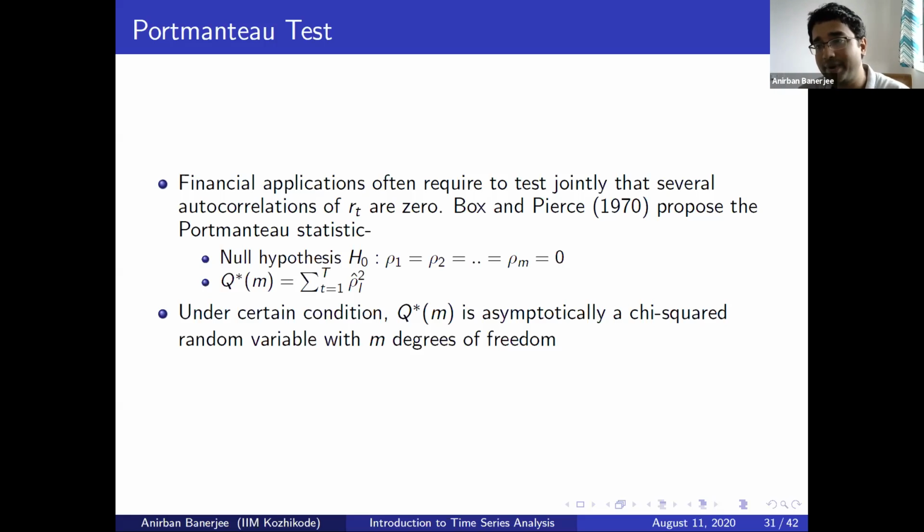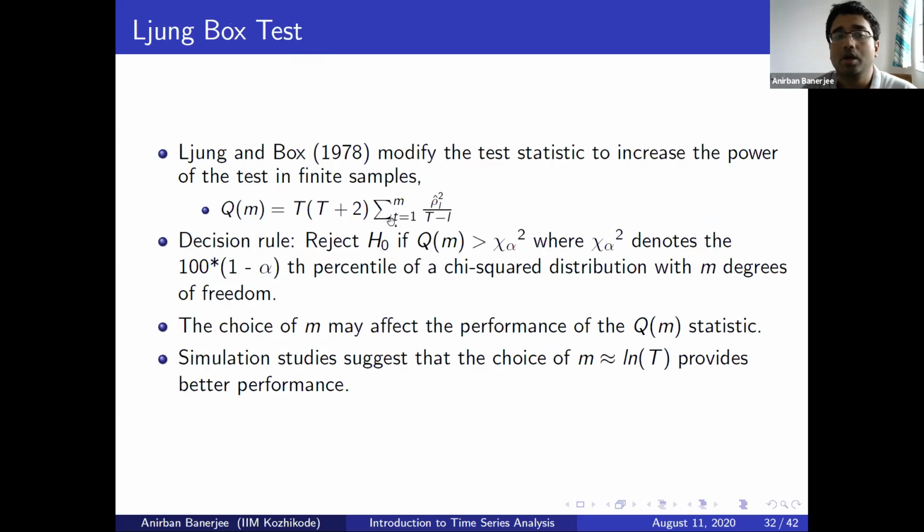Because it follows a predefined statistical distribution, we can test for it using a statistical test. So Portmanteau is one of these ways we can test whether several of these autocorrelations are 0 or not, together they are 0 or not. Now, Portmanteau is the basic thing.